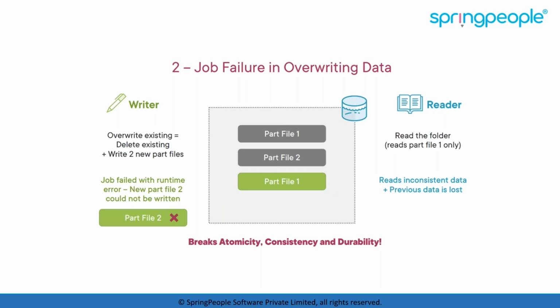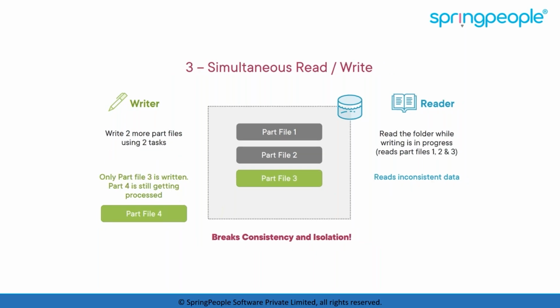So the previous data is lost. And considering another example here, if you are performing reads and writes at the same time, okay? So I already have part file 1, part file 2. I'm trying to add two more part files into the data. So part file 3 was written and part file 4 was still in process, so it's not committed yet. And this user is able to read the data which was half done.